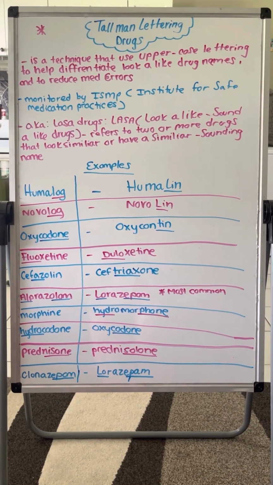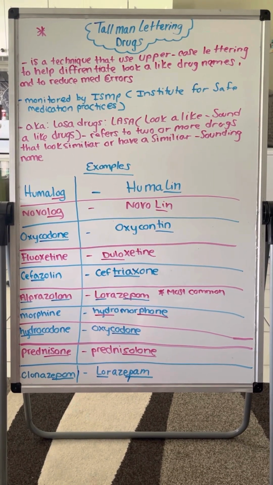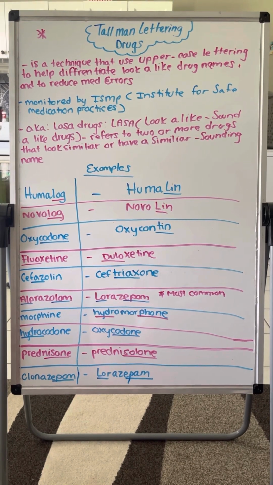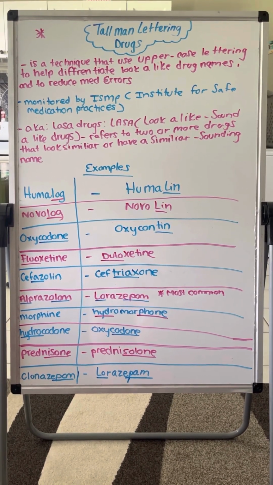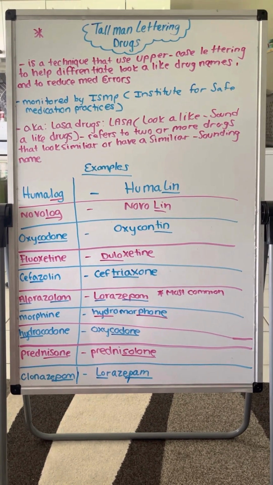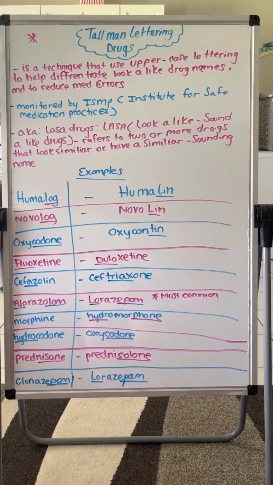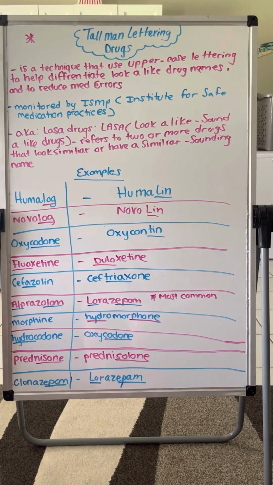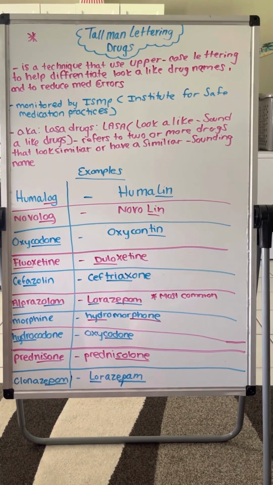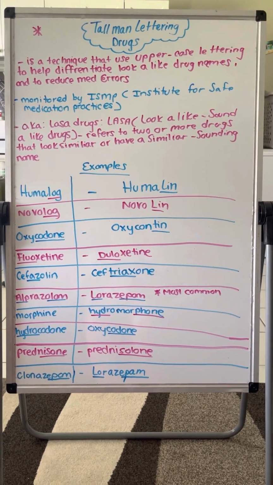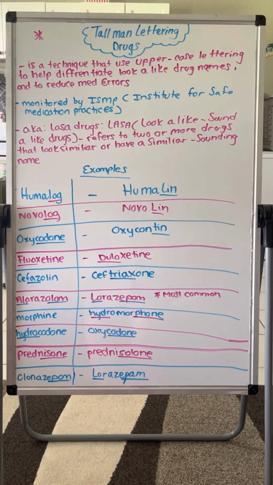Clonazepam is C-L-O-N-A-Z-E-P-A-M. Lorazepam is L-O-R-A-Z-E-P-A-M. As you see in these two, the last 5 letters are the same. Z-E-P-A-M and Z-E-P-A-M. But in lorazepam, it starts with L-O-R, and clonazepam, it starts with C-L-O.